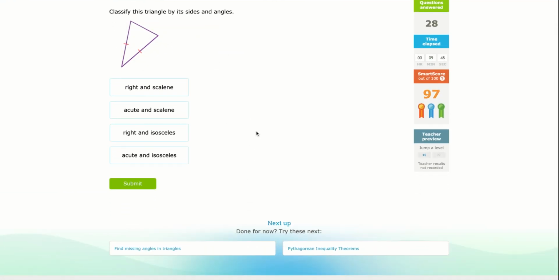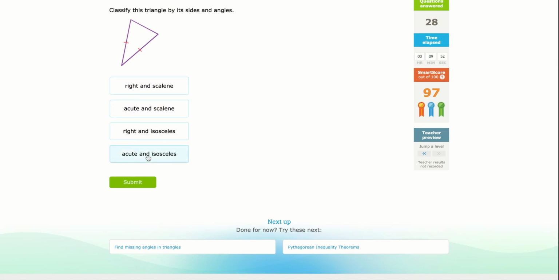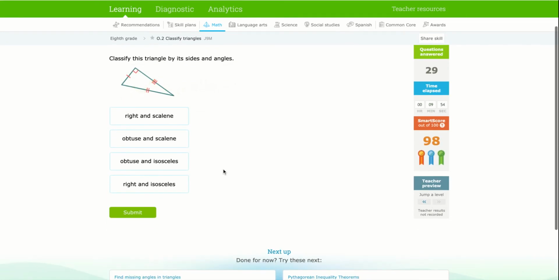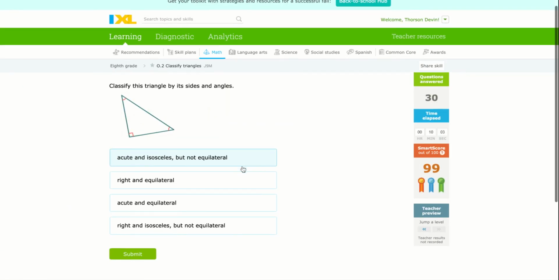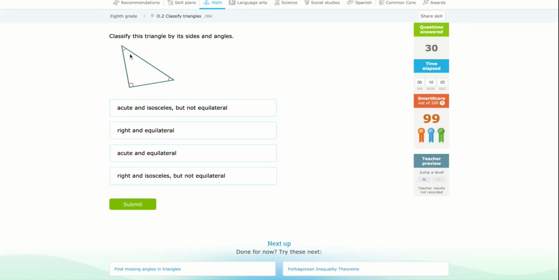Here's an isosceles that looks like all 3 angles are less than 90, so it's going to be an acute isosceles. Here we have a right angle, and we have 3 different side lengths, so it's a right scalene. And last but not least, these 2 angle measures are equal. There's a right angle, so it's an isosceles right triangle, but definitely not equilateral.